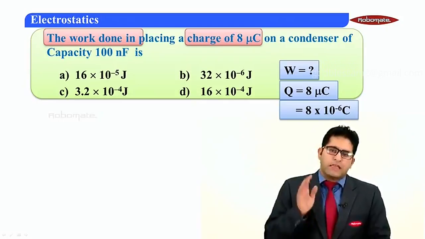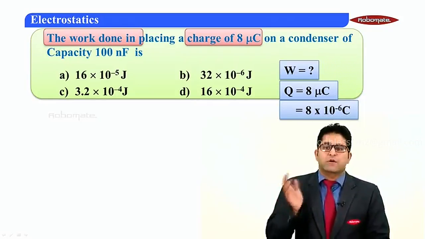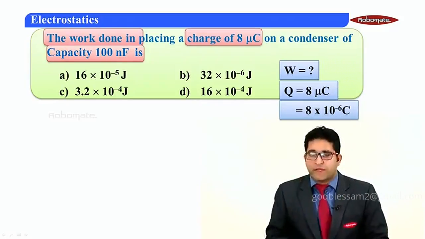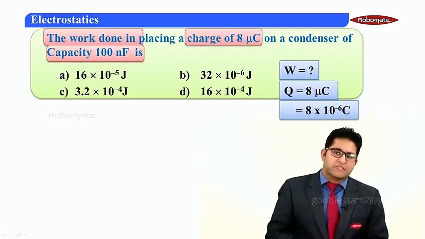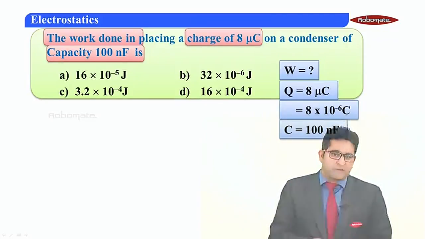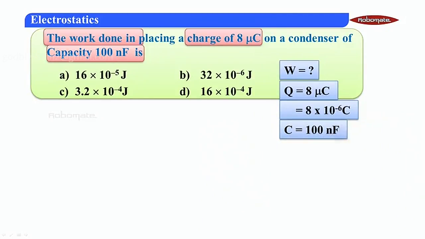Now again we are provided with the condenser of capacity 100 nanofarad. So I can say capacity capital C is equal to 100 nanofarad, and again I'll be converting nanofarad to farad, and the conversion factor is 10 raised to power minus 9. So I can say capital C is equal to 100 into 10 raised to power minus 9 farad, right?